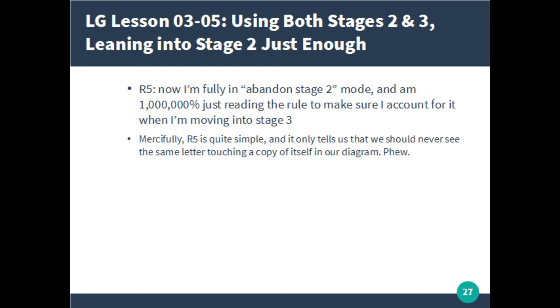But by the time I get down to Rule 5, I am fully in abandoned Stage 2 mode. And I am just 1,000,000% reading the rule only to make sure I account for it when I'm moving to Stage 3. But thankfully for us, Rule 5 is really simple, and the only thing that it tells us is that we should never see the same letter touching a copy of itself. That's it. So yeah, easy enough, right?